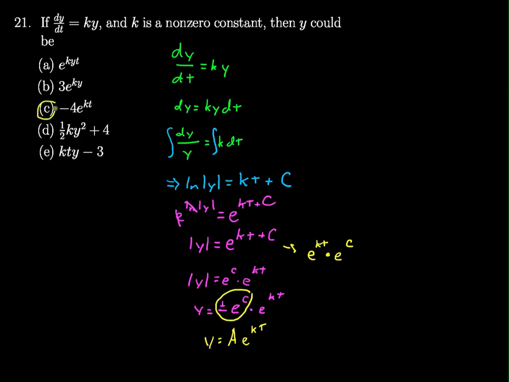I'll circle it now, and we'll just go through and say, okay, 1/2 ky squared plus 4. Obviously not right. I need to have this e to the power to get rid of that natural log, so that one couldn't be it. kty, same idea. I need to have an e there. So my answer for 21 is C.